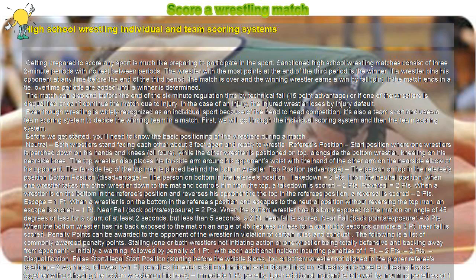Takedown equals 2 PTS. From the neutral position, when one wrestler takes the other wrestler down to the mat and controls him from the top, a takedown is scored. 2 points. Reversal equals 2 PTS. When a wrestler is on the bottom in the referee's position and reverses his opponent to the top in the referee's position, a reversal is scored.